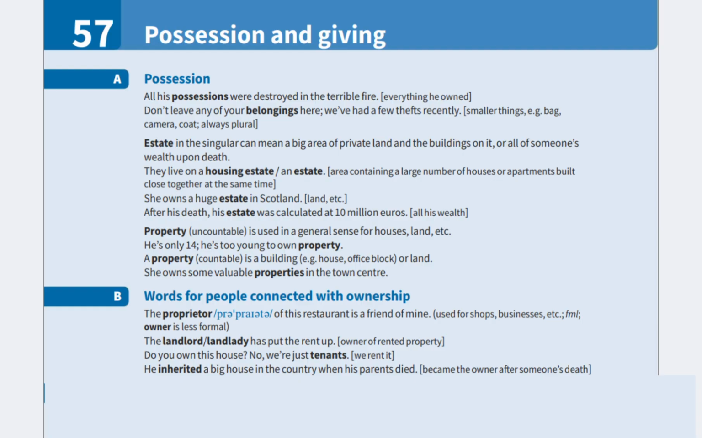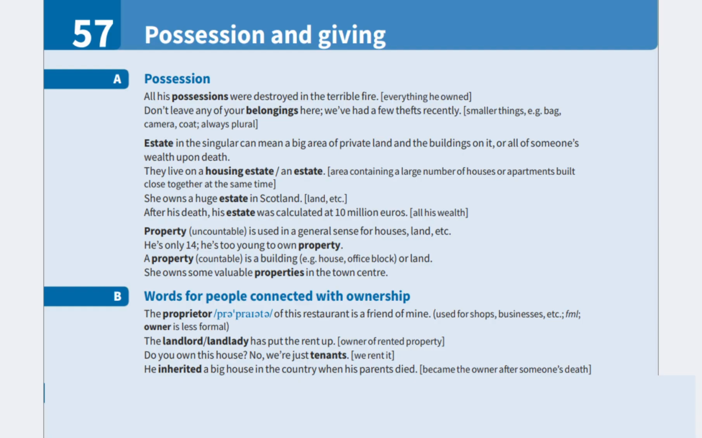B. People connected with ownership. The proprietor of a shop, restaurant, or business is its owner. This word is fairly formal. For example, the proprietor of this restaurant is a friend of mine. The simpler and less formal word is owner. A landlord or landlady owns a property that other people rent. For example, the landlord has increased the rent.